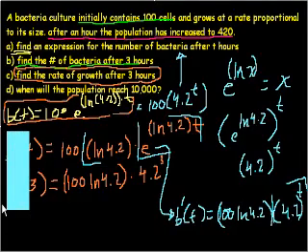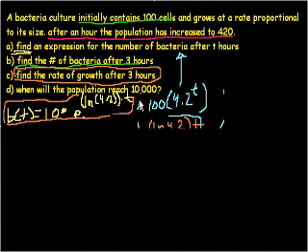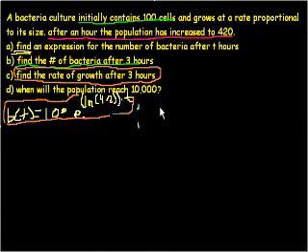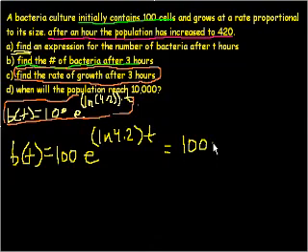So let me erase what we did with part C. When will the population reach 10,000? Let me write what we've already done a little bit neater. We knew that part A, b of t is equal to 100 e to the natural log of 4.2 t, and I said that's the same thing as 100 times 4.2 to the t power. And they say, when will the population reach 10,000? So they're essentially saying, at what time t is b of t equal to 10,000?